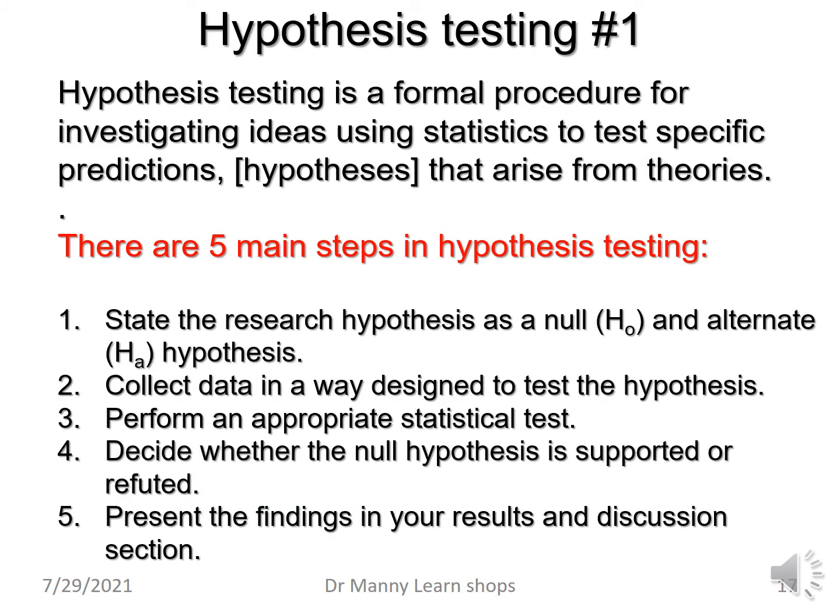Hypothesis testing. First thing to consider. Hypothesis testing is a formal process or procedure for investigating ideas using statistics to test specific predictions, that's your hypothesis, that come from your theories. There are 5 main steps. State the research hypothesis as the null hypothesis and an alternative hypothesis. Collect the data in a way designed to test the hypothesis. Perform an appropriate statistical test and decide whether the null hypothesis is supported or rejected, refuted. Present the findings in your results and discussion section.